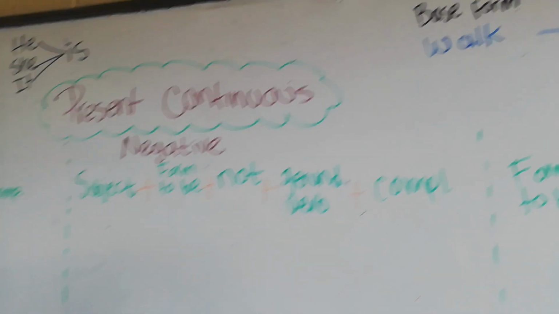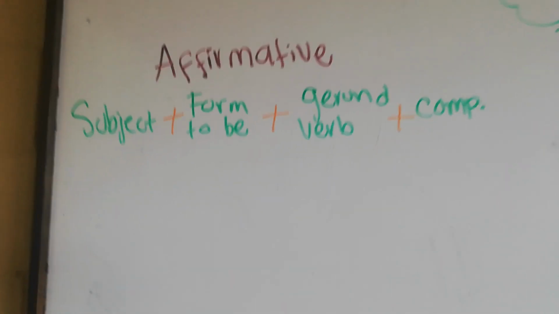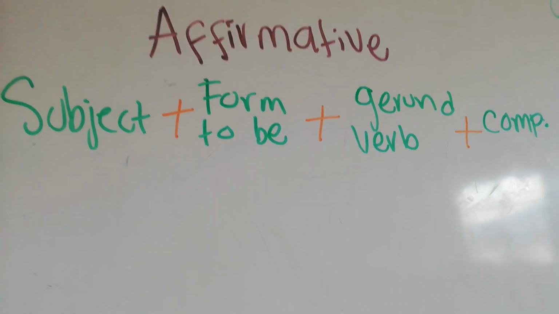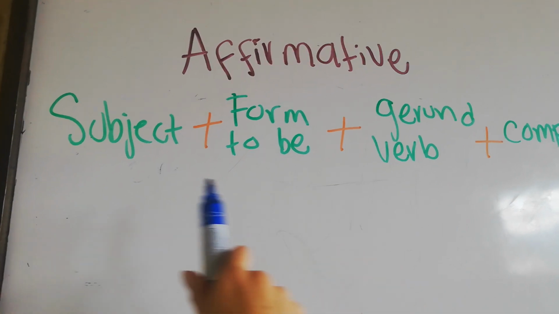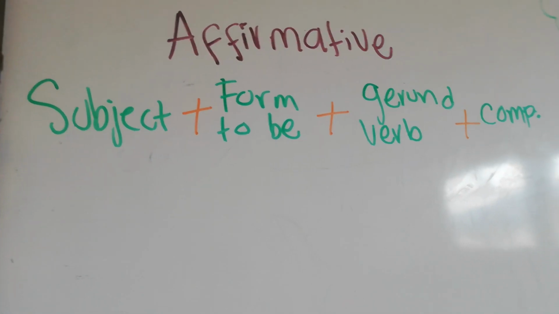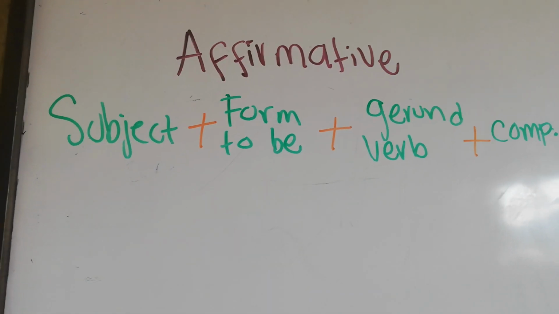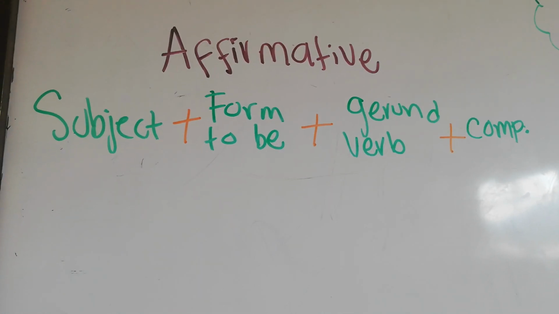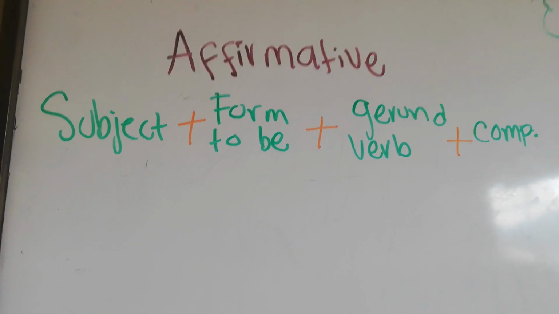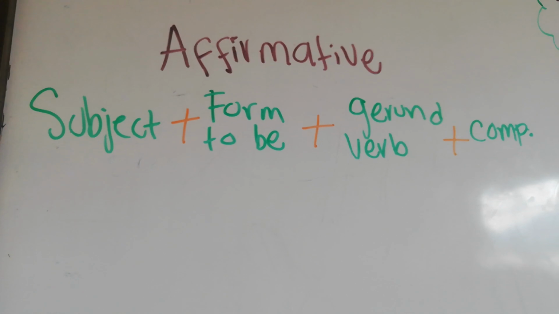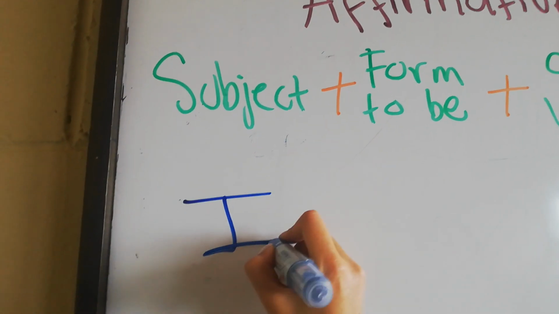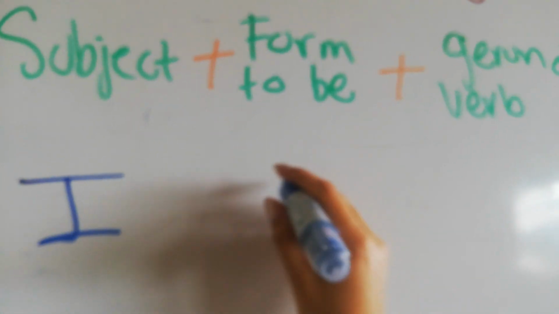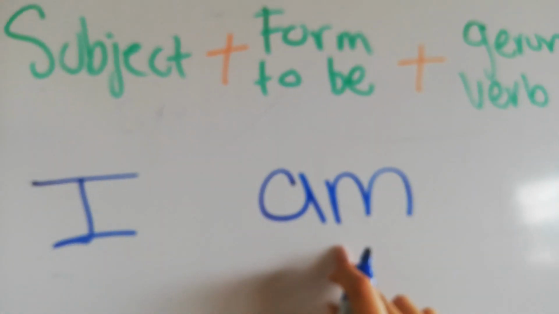Now, how can I create my sentences? Let's start with the affirmative form. This is the grammatical structure that you are going to follow when writing sentences in present continuous in affirmative. You can copy this in your notebook so you don't forget it. Let's start with an example. This is a real example. I is the subject. Am is the form to be.